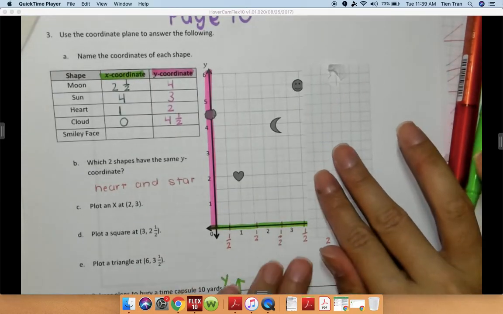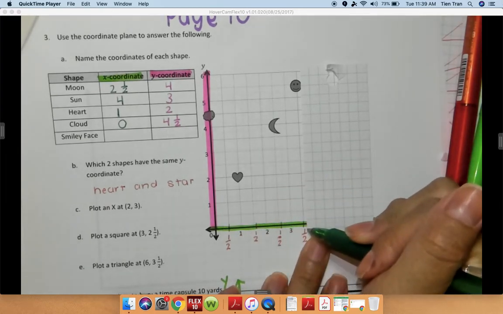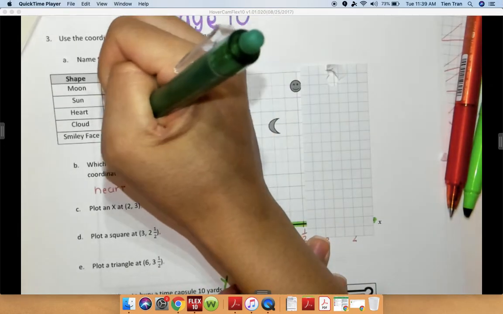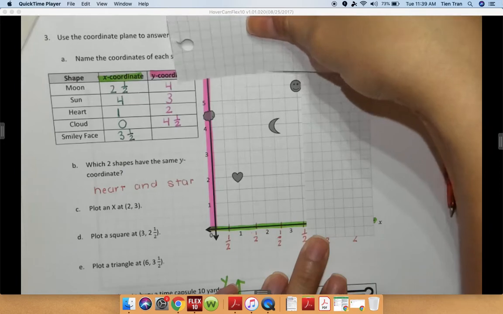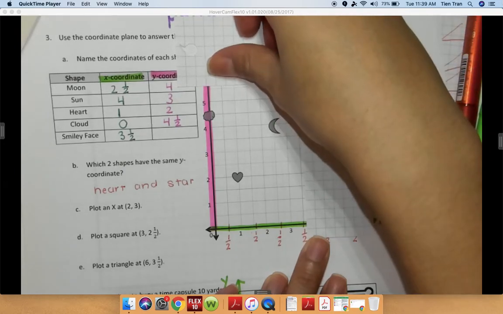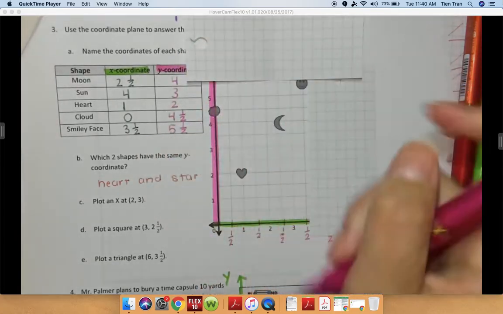Now the smiley face is all the way over here. And I notice on the x-axis, it stops at 3 and 1/2. And for the y-coordinate, the up and down line, it stops at 5 and 1/2. So I'm writing down 5 and 1/2.